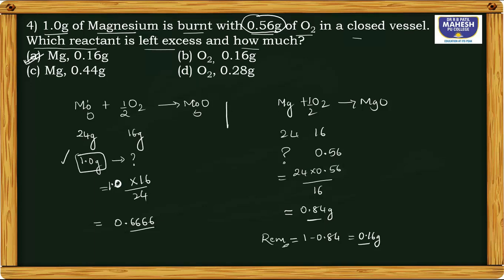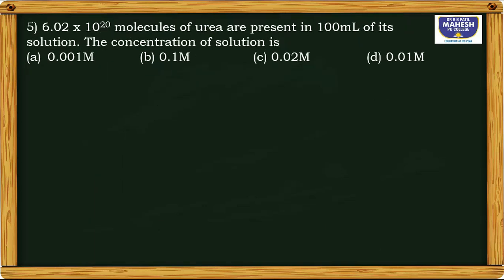It is option A. Question number 5. 6.02 into 10 to the power 20 molecules of urea are present in 100 ml of its solution. We have to find the concentration of the solution in terms of molarity.